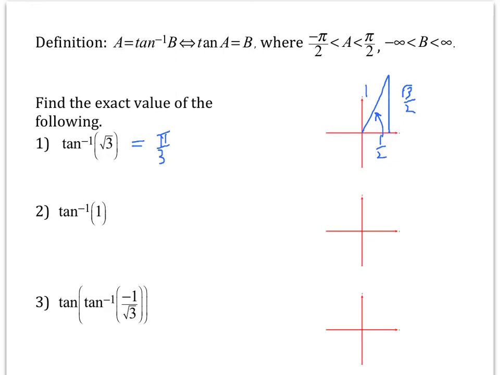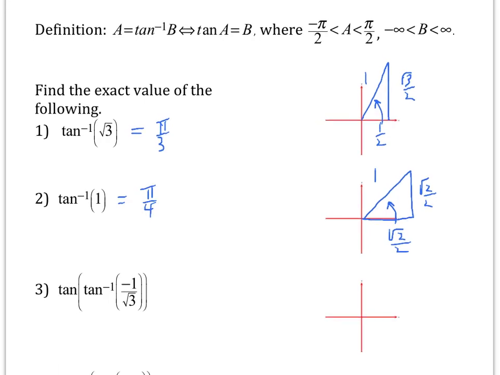Okay, the second one, find the inverse tangent of 1. Again, remember, it's the angle between negative pi over 2 and pi over 2 whose tangent is 1. So again, we're in the first quadrant. The angle whose tangent is 1, you can think of this as radical 2 over 2, radical 2 over 2, and 1. What angle is that? That's pi over 4.